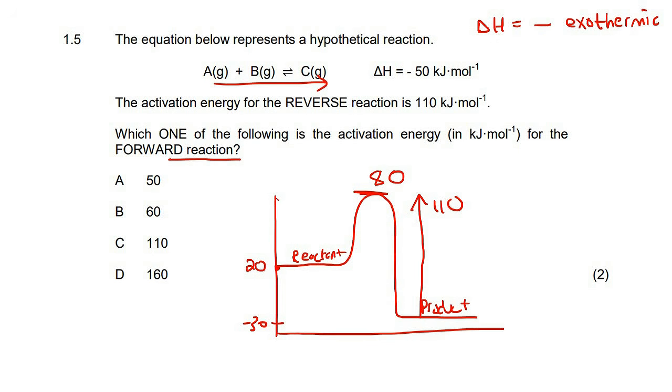Okay, and so now if you read off these values, you're going from 20 up to 80. Your activation energy for the forward reaction would be when you go from here to here, and so that would be 60, and so the answer is B. Now you could have chosen any of these two numbers, it would have given you the same answer.